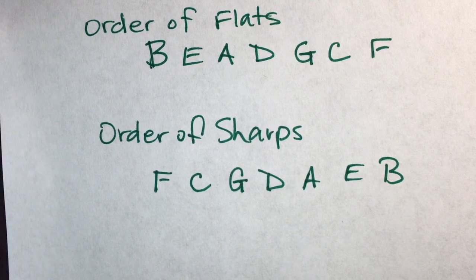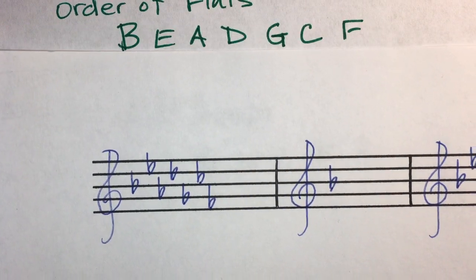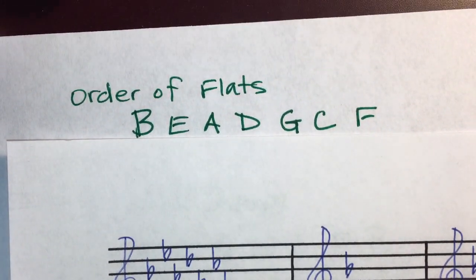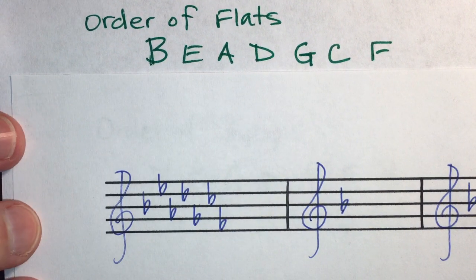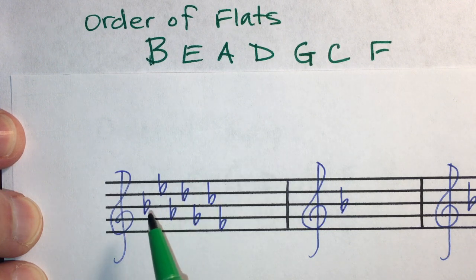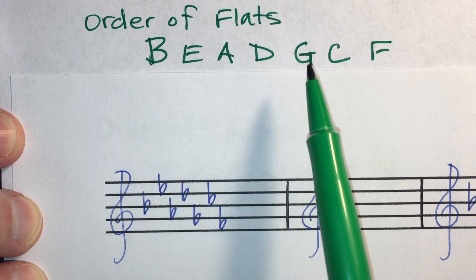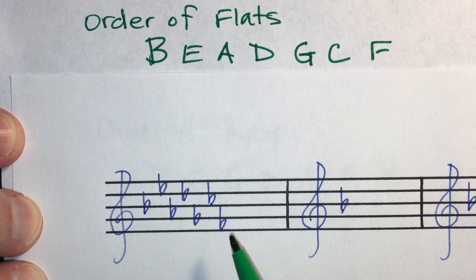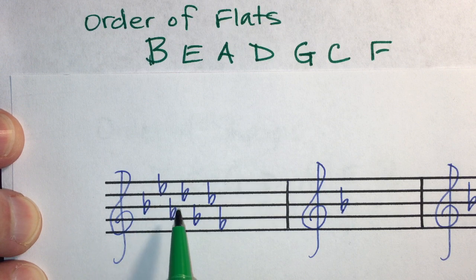Let's look at some examples. We'll do a few in treble clef and then a few in bass clef. The order of flats is B, E, A, D, G, C, F. You really don't even need to know how to read bass clef or treble clef. Count how many flats there are: 1, 2, 3, 4, 5, 6, 7. So we have B flat, E flat, A flat, D flat, G flat, C flat, and F flat. Also notice that this is the order that these are arranged on the staff: B flat, E flat, A flat, D flat, G flat, C flat, and F flat.